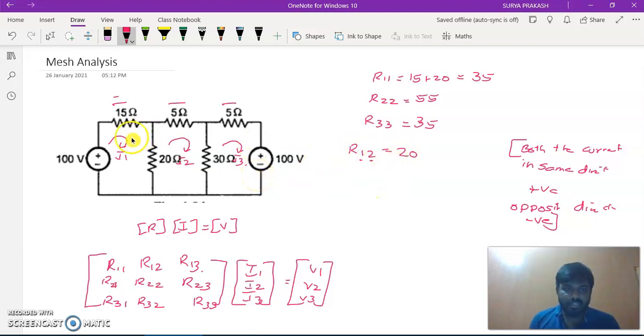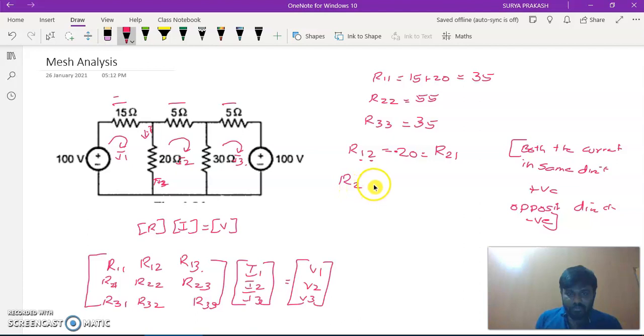Let us see, I1 is flowing through here, and the clockwise direction of I2 is from here. So both the currents are in opposite directions. So we take the 20 as minus 20, and it will be the same value for R21 also.